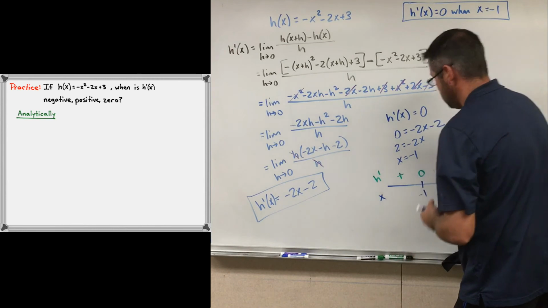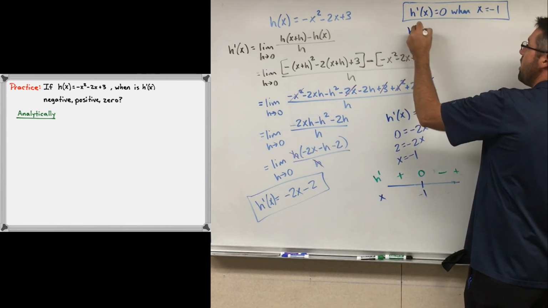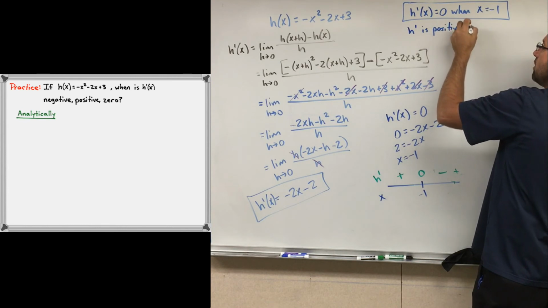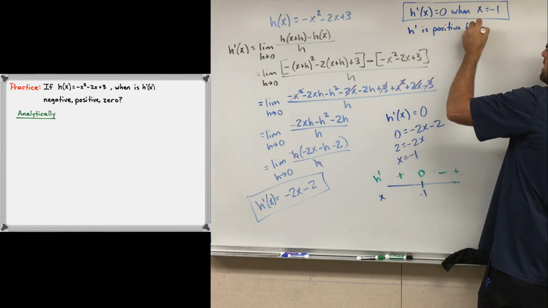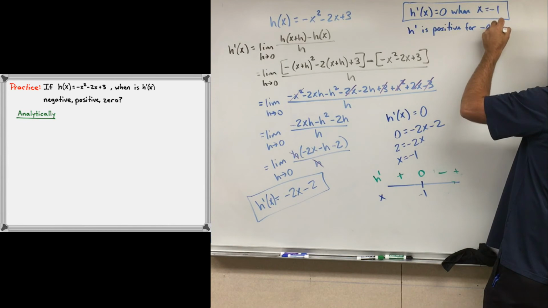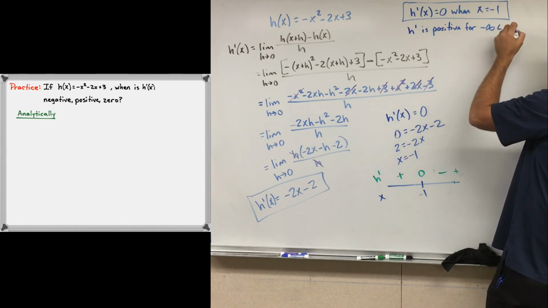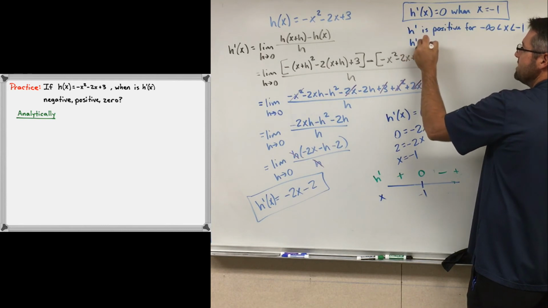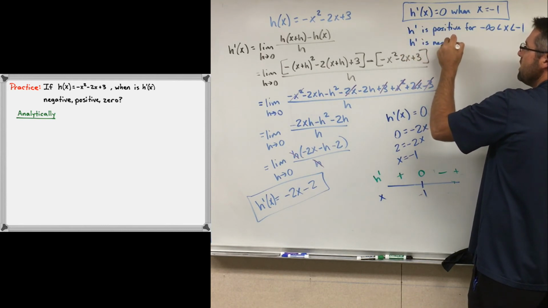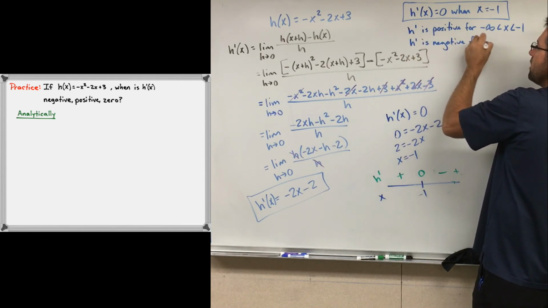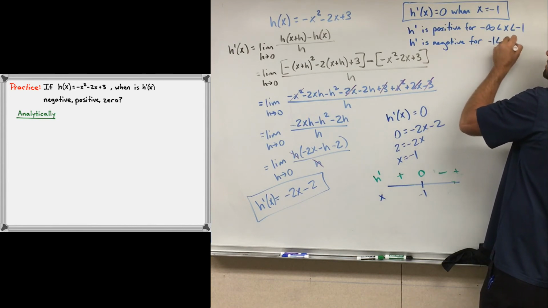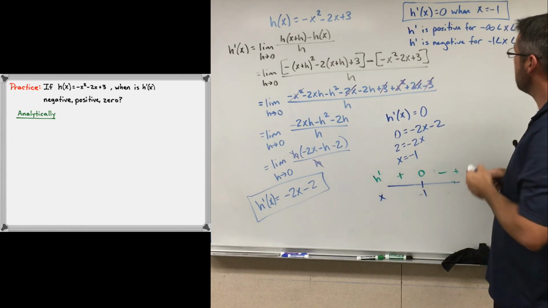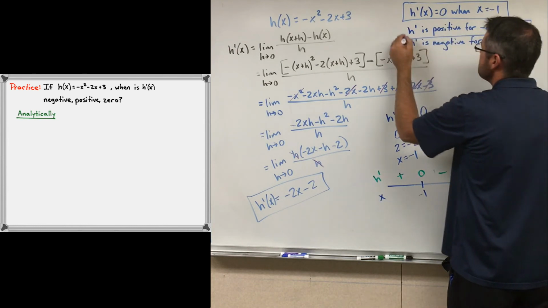Now we can answer the question. We could say that h prime is positive for negative infinity less than x less than negative 1. And h prime is negative for negative 1 less than x less than infinity. All right, so that answers the questions that we were asking.